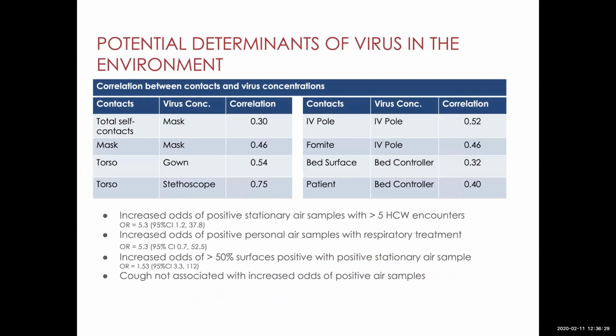We did do some work to try to identify potential determinants of virus in the environment, and this shows some correlation between contact patterns of healthcare workers and virus concentrations. But nothing really stood out, and part of this I think was just a limitation in terms of sample size, and the fact that there was variability in the virus concentrations, but not so much variability in some of the other things.